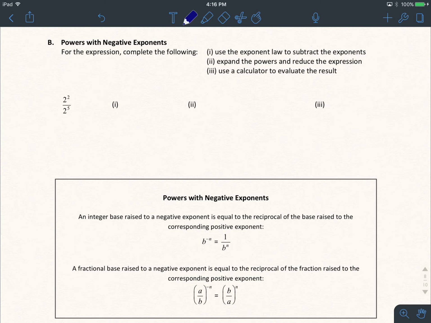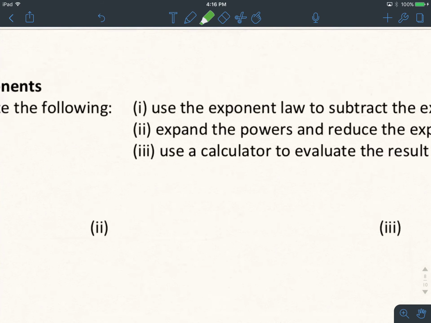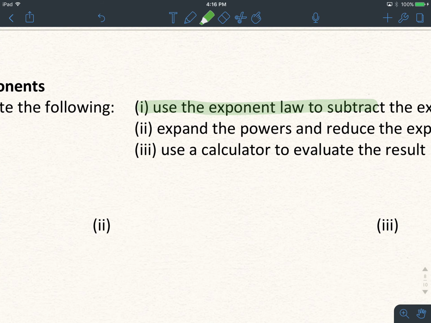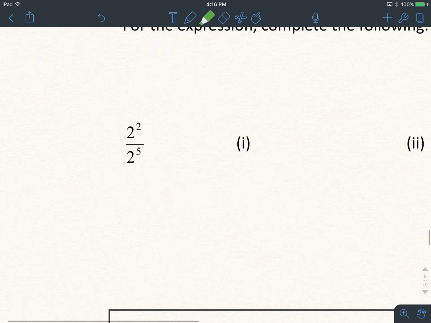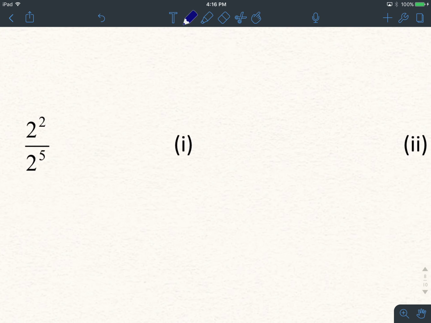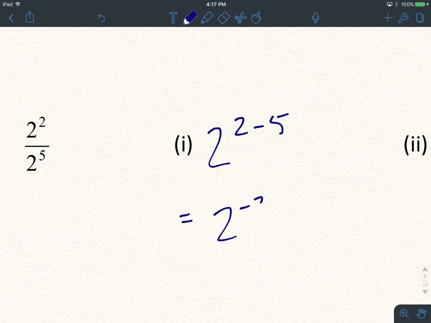So proof of concept again, we're going to work through it. This time we're actually going to write it out ourselves. So we're going to use the exponent law first. That's what part little i there is telling us to do. So use the exponent law to subtract the exponents since they're being divided. So that's going to give us 2 to the exponent 2 minus 5, which gives us 2 to the exponent negative 3. Okay, so there's our first negative exponent.